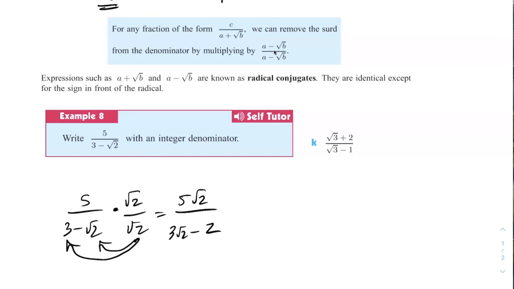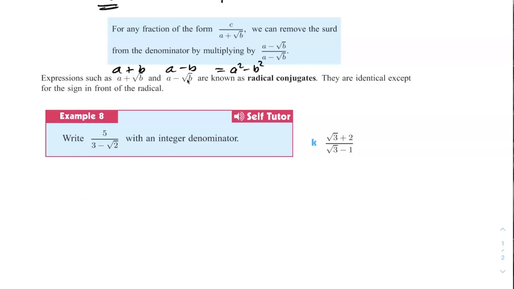The only way to get rid of a radical when it's a binomial like this is to multiply by the conjugate, which means you just change the middle sign. So if it's a plus rad b, you just multiply by a minus rad b. What that does, it gets you a difference of two squares. And what that does, it squares both terms, so the radical goes away. So that's what we're going to do here.